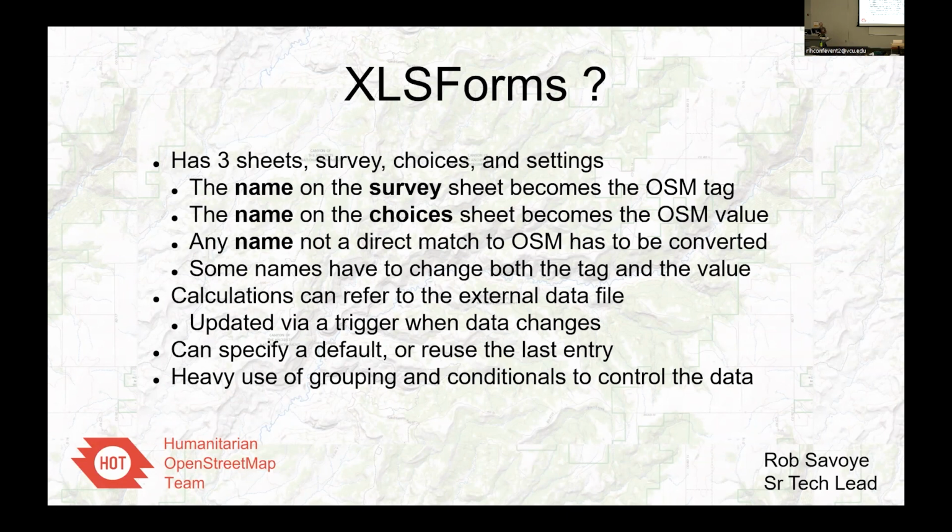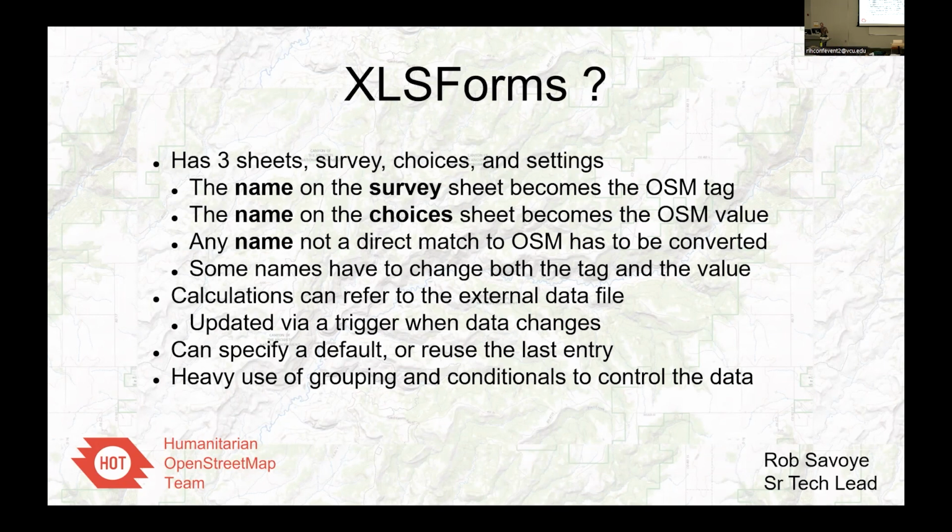So the important thing for the three people that understand this is the column that's titled name. When you convert it, it becomes the OSM tag name. And when you go to the choices sheet, what's in the name field there becomes the OSM value. So if in your XLS form, your name for something is highway and your value is path, there's nothing to convert. It just goes right into OSM, so it becomes really easy. Not everything is that easy, but we try to do that as much as possible.